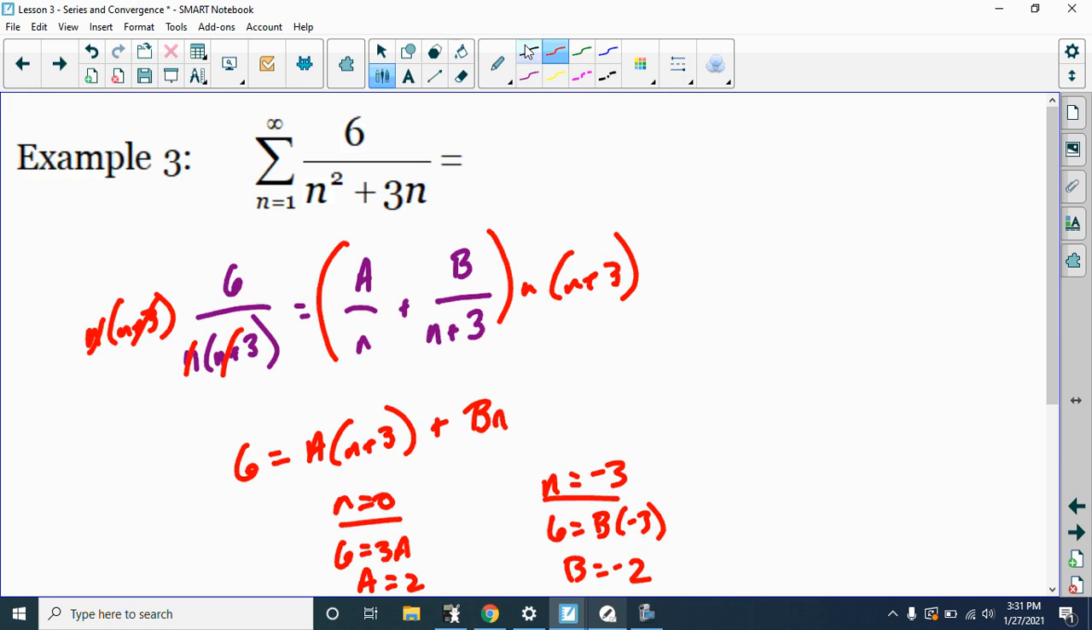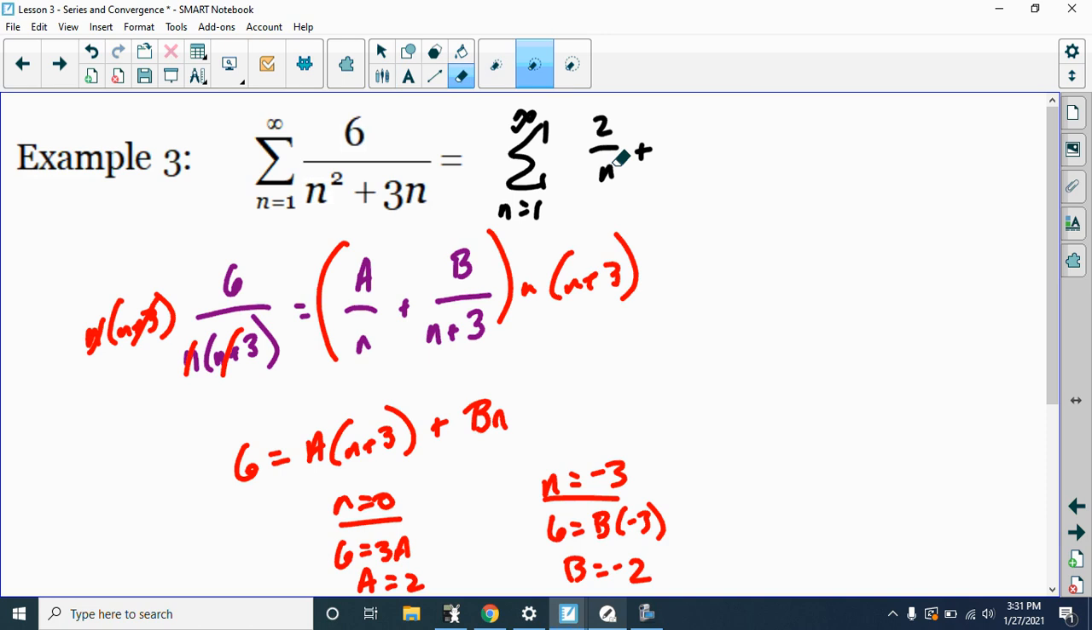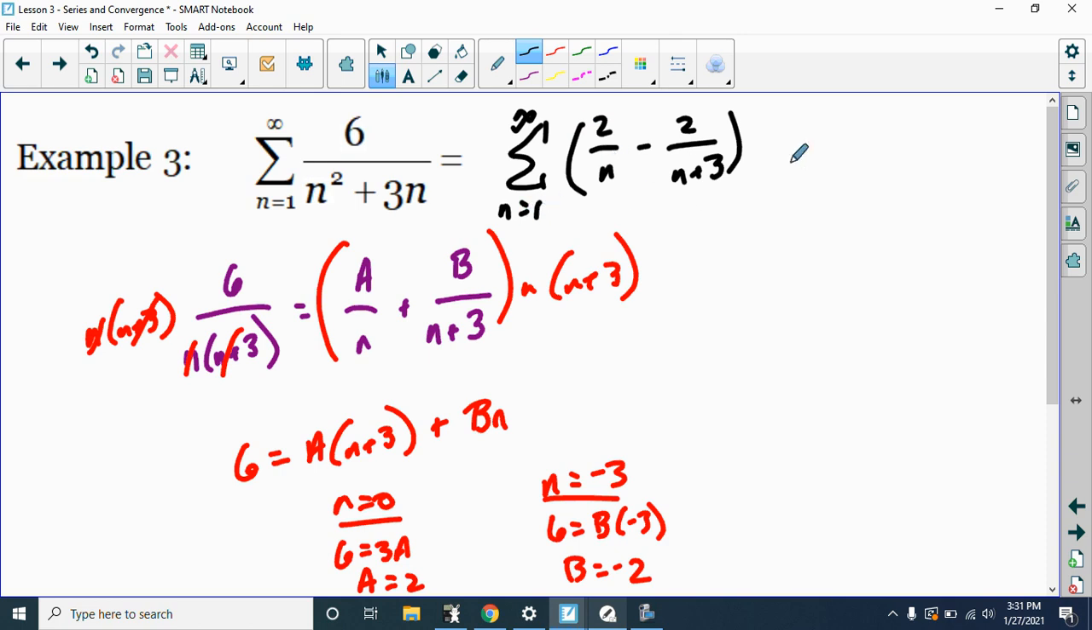So I can rewrite this whole sum as the sum as n goes from 1 to infinity of 2 over n, plus negative 2 over n plus 3. And now it is a telescoping series, so we can start plugging values in. So we get 2 over 1 minus 2 over 4. Because they're all 2 over, instead of reducing this 2 over 4 to 1/2, I think it's easiest if you just leave it as 2 over 4.